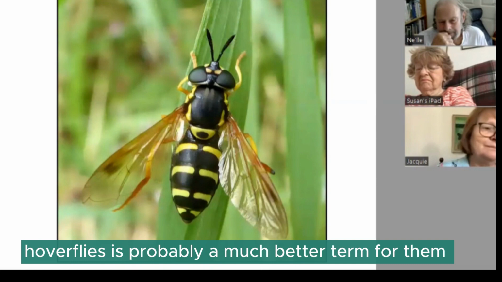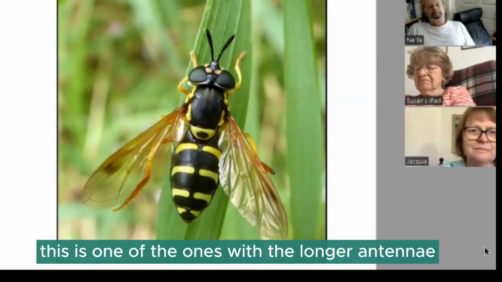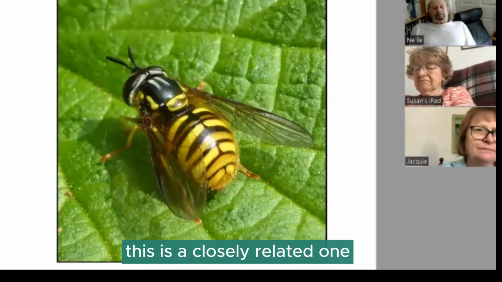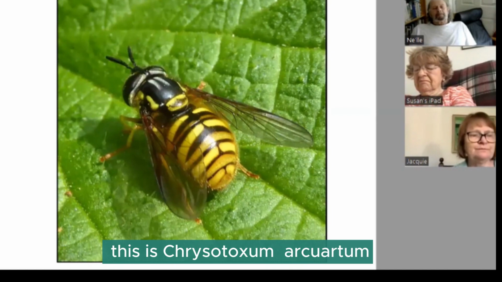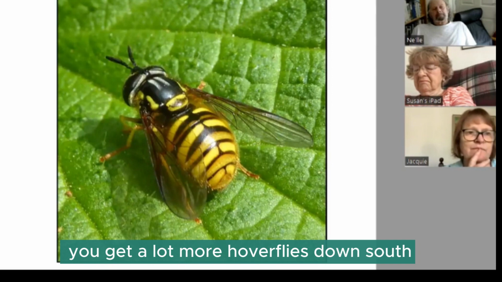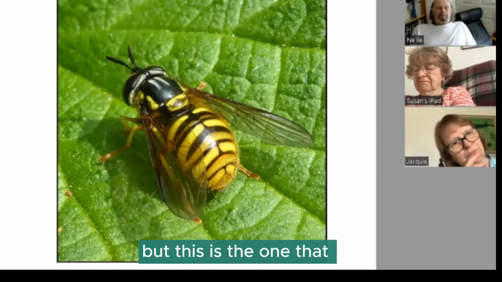This is one of the ones with the longer antennae. And this is a closely related one, but a much fatter and bulbous one. This is Chrysotoxum arcuatum, which is only found in the north of England. You get a lot more hoverflies down south, but this is the one that folk down south get very jealous of us having.